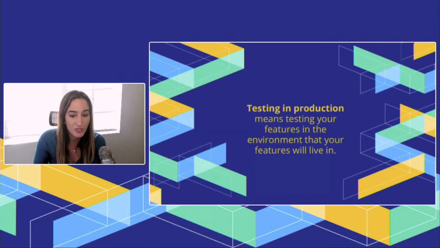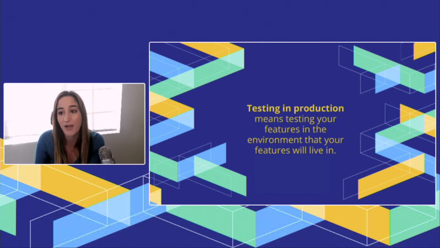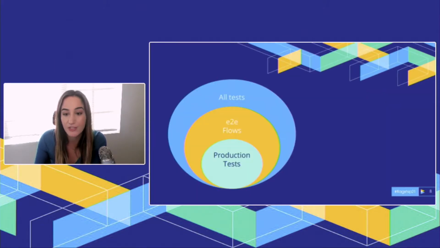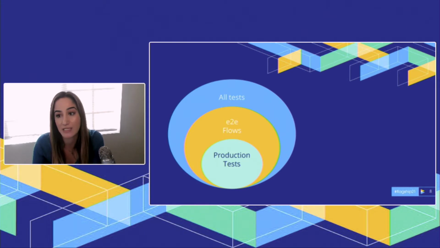So testing in production means testing your features in the environment that your features will live in, not using a dummy environment like staging. And I thought, wow, this is perfect. And the other thing that I learned with this process is that testing in prod doesn't mean you only test in prod. So you still use staging for GDPR and SOX related data and privacy issues.